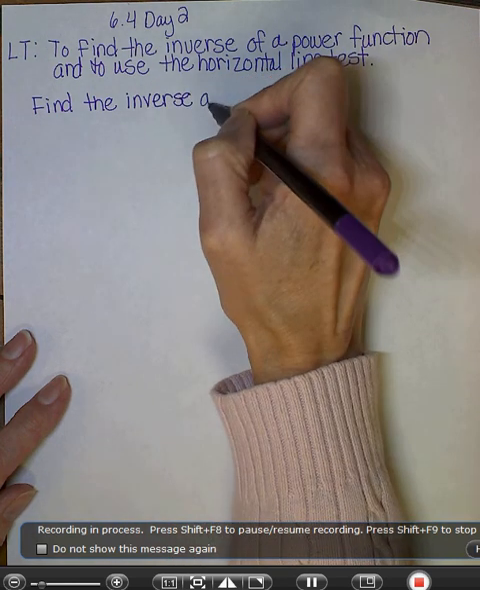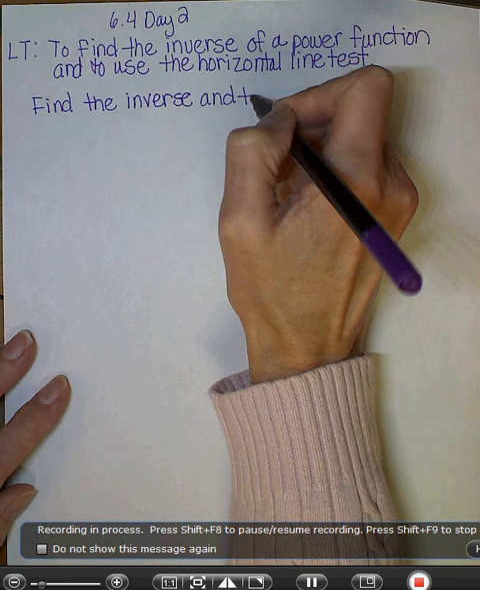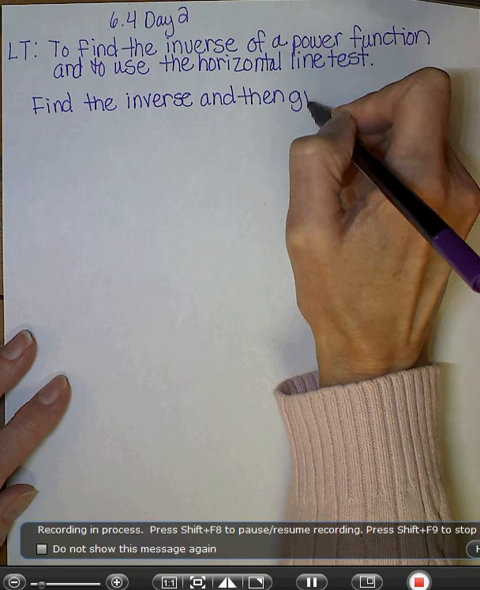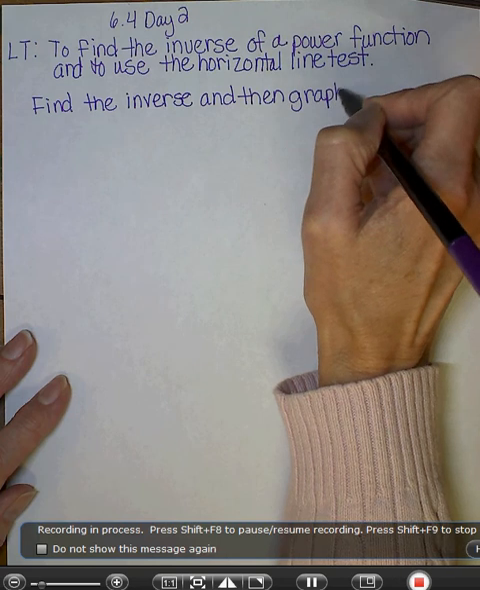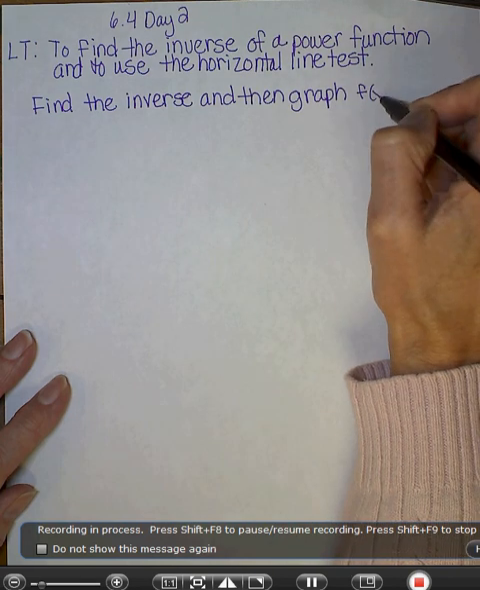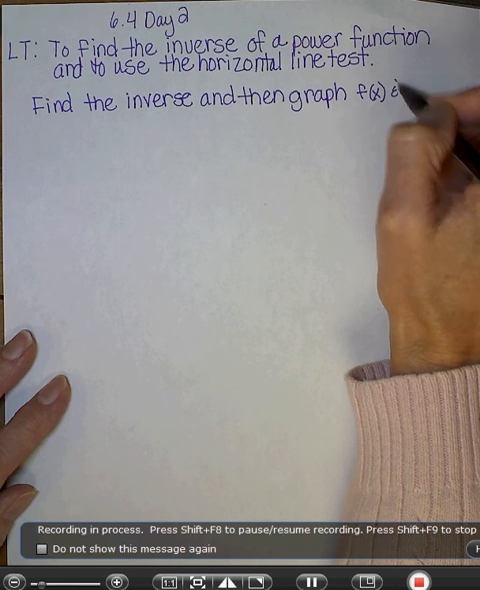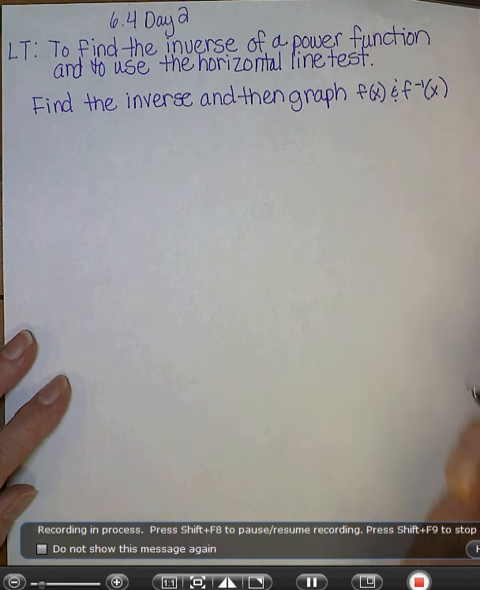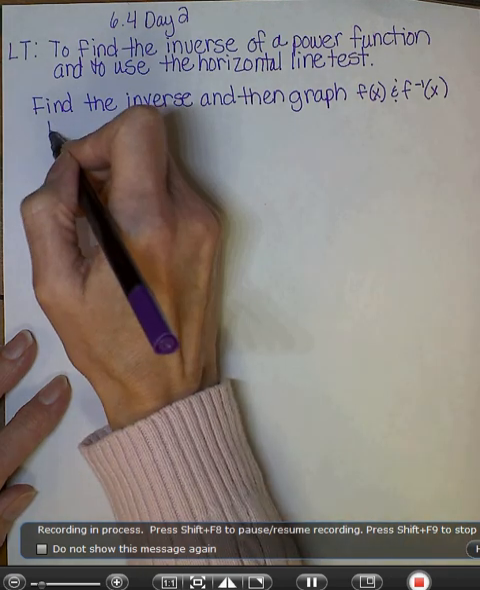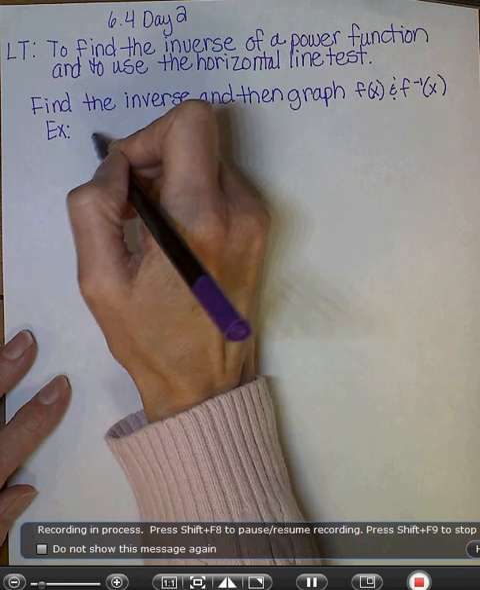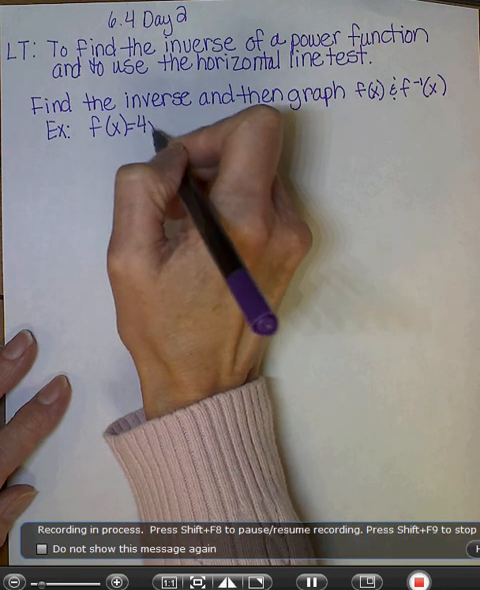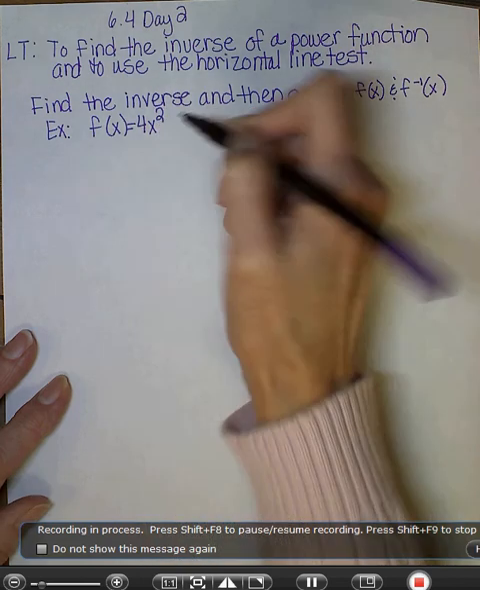And then it wants us to graph both functions. And then graph f of x and its inverse. So remember, this is how we name the inverse with that -1. So our function is f of x equals 4x squared. And this is a power function.